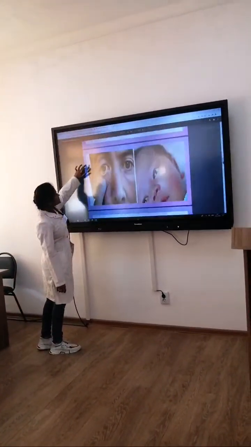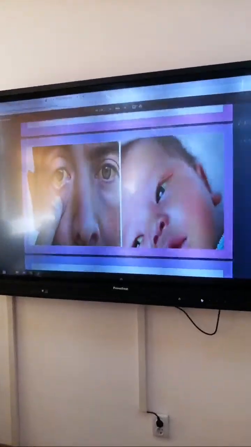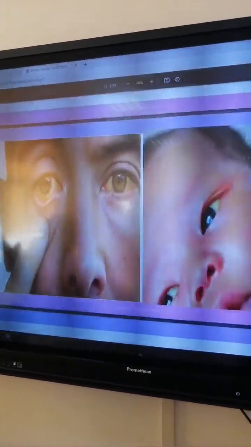Look at the difference. The eye color changes to yellow. This is jaundice in a man. This is jaundice in a baby.